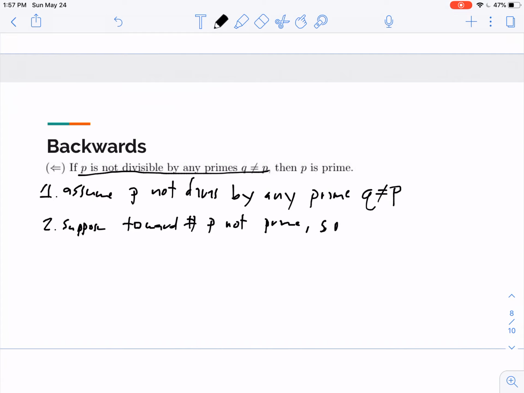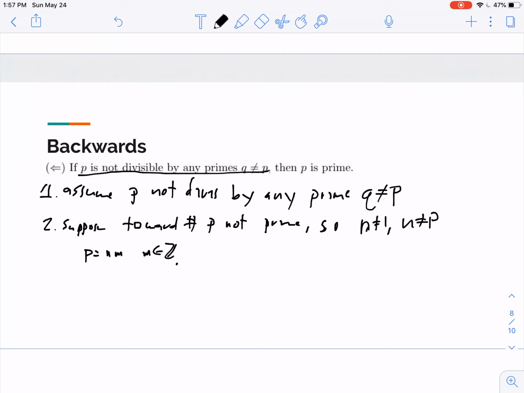So there's some number n that's not equal to 1, and that's not equal to P, that divides it. And when we say n divides P, what we mean is that P is equal to n times m for some m in the integers. That's what it means to divide something. Then we want to reach a contradiction.